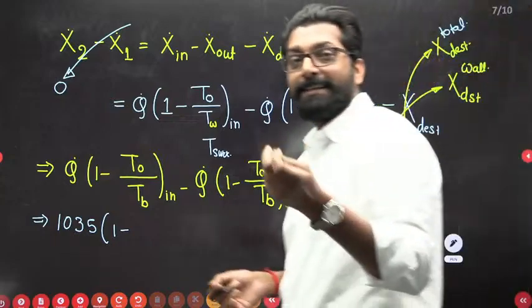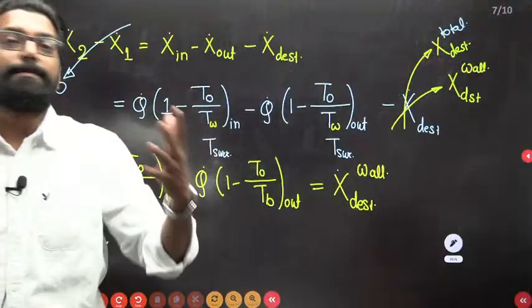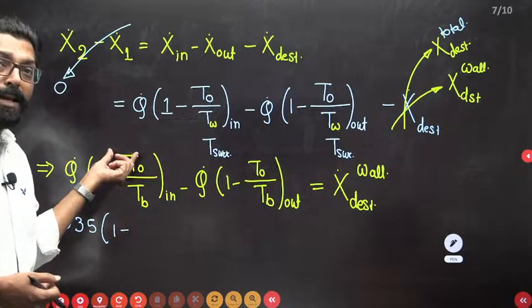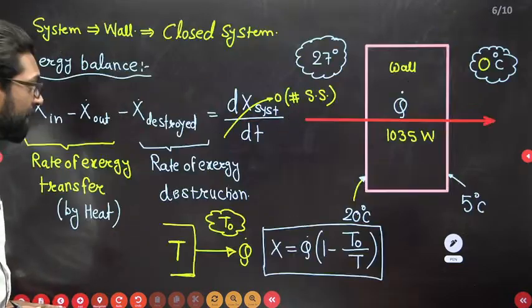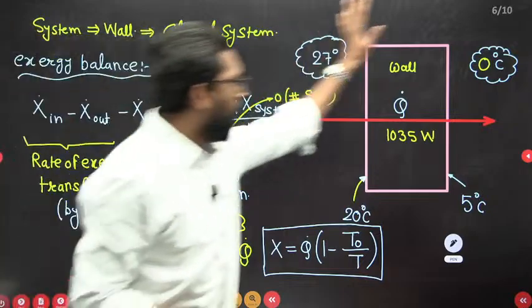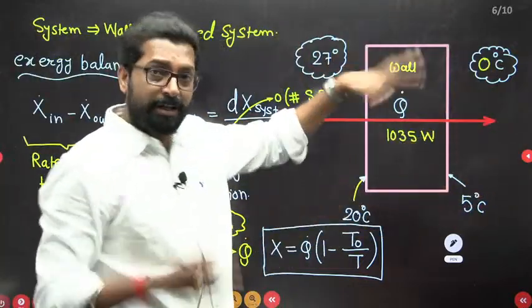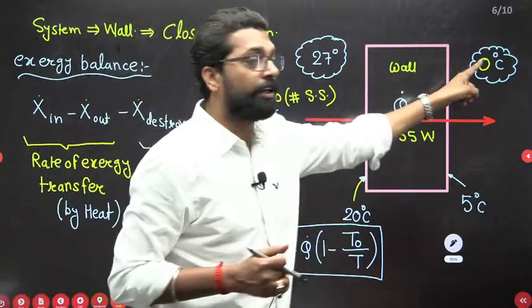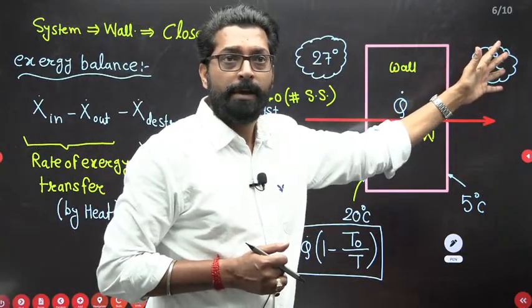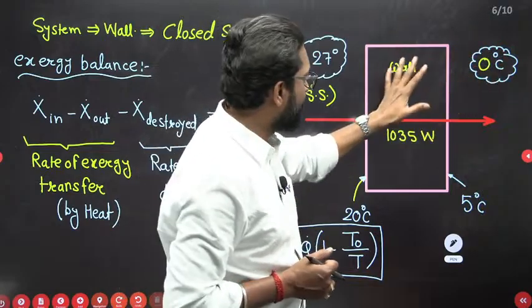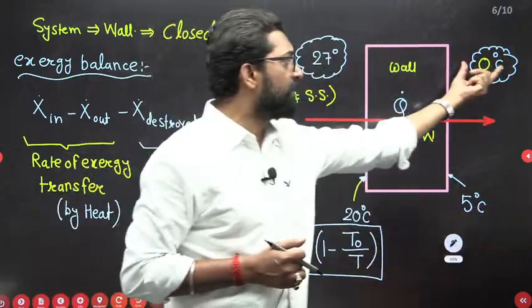T naught is the dead system temperature. That means this is the minimum temperature at which the temperature is not decreasing. So after that, temperature is not decreasing. So in this whole system, what is the minimum temperature? 0 degree. That means this is a dead state system. Below that, the system will never reach.